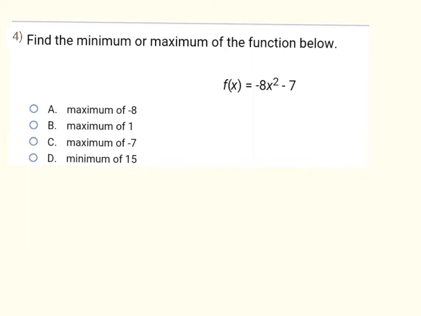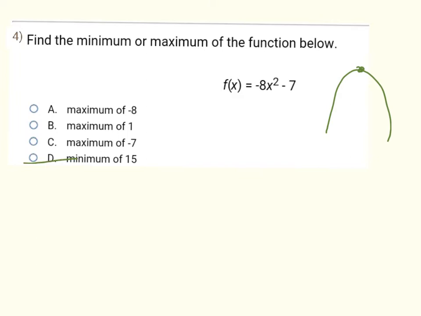This question here is asking us to find the minimum or maximum of the function below. So it's asking us to find the vertex. First I'm going to decide, is it a min or a max, and narrow down my answers. Well, the number in front of the x squared is negative, so that means it's going to be a frown, which means I'm going to have a maximum point. So any of these that say minimum, I can get rid of. So it can't be D. So it's going to be a maximum.